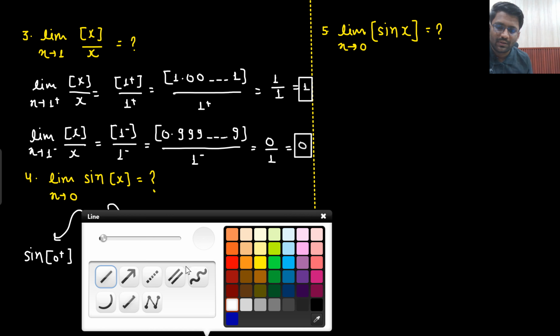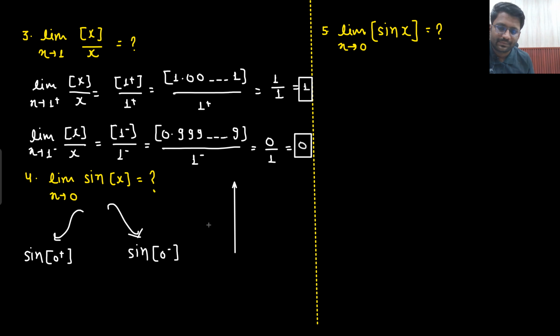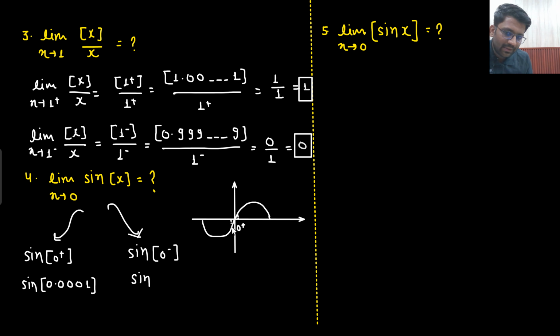What is the meaning of sine 0 plus? Draw the graph of the sinusoid. This is how the graph of the sinusoid would look. So 0 plus will be here. What is the value? Sir, some positive value. Basically this will be sine 0 plus I am talking about, so it will be some positive value near 0, like 0.00001. Understandable? And this will be some negative value near 0, that means minus 0.00001.